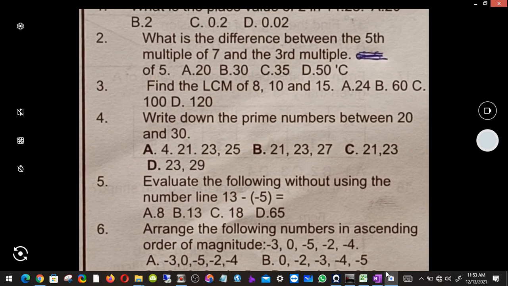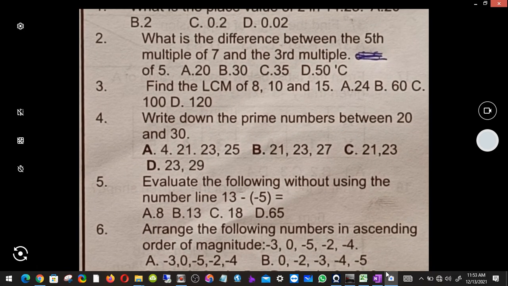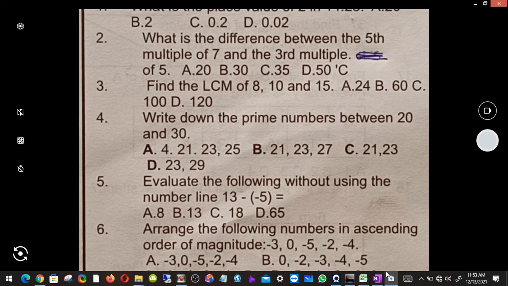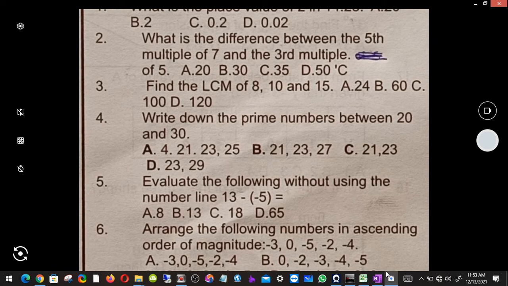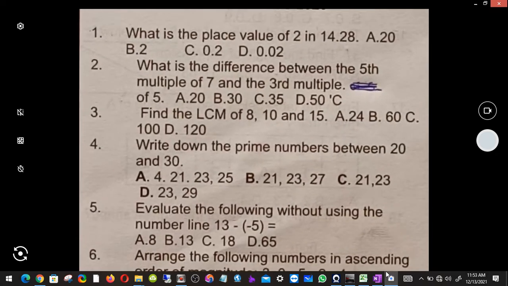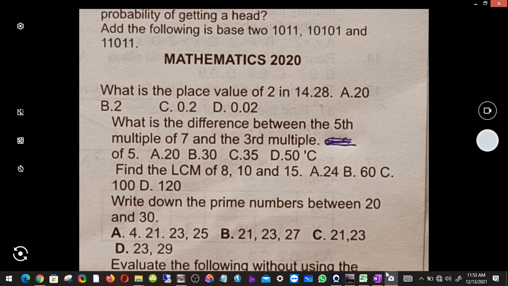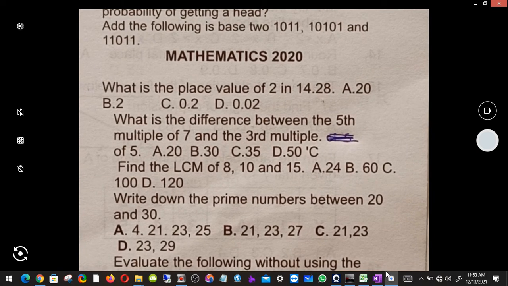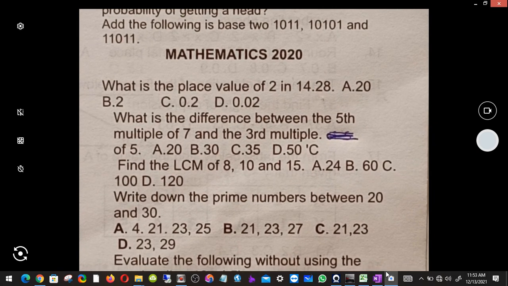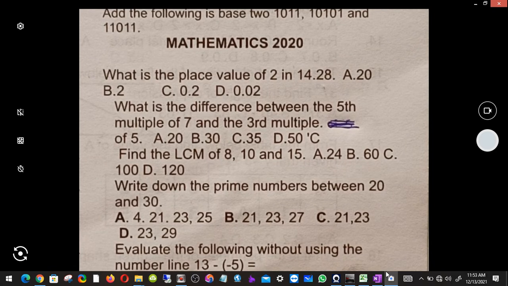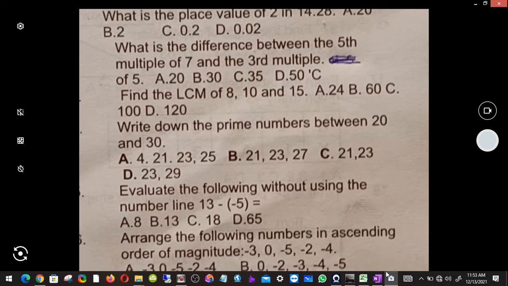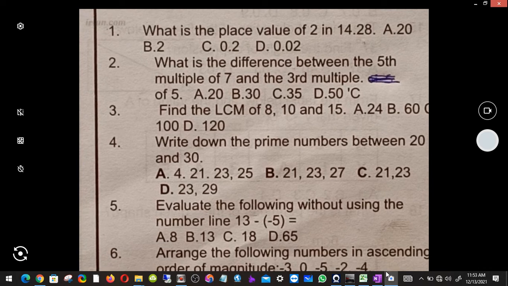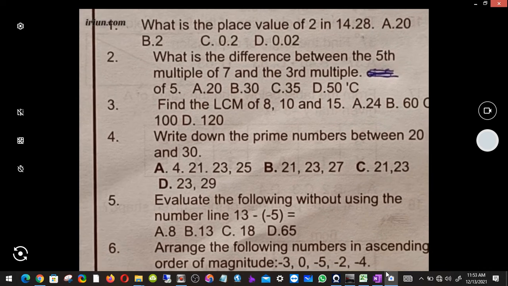Okay. Number 4. Write down the prime numbers between 20 and 30. Lest I forget, this is the past question for 2020 Delta State, right? Yes, sir. So let's see the heading for the past question, because we want to solve basically all the years a day at a time. So this is Mathematics 2020 Delta State JS3 exams. Okay, so go back. Write down the prime numbers between 20 and 30.